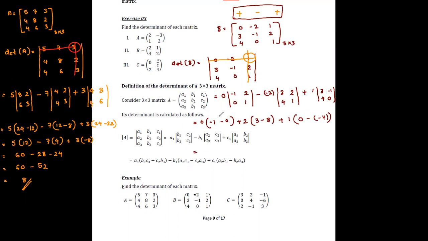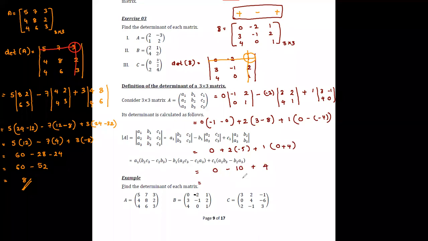Multiplication of any value with 0 gives us the value 0. Then 2 into -5 plus 1 into, here we can see it is minus into -4. This gives the value +4. 2 times minus 5 is minus 10. Then 1 times 4 is plus 4. This gives us the value minus 6.